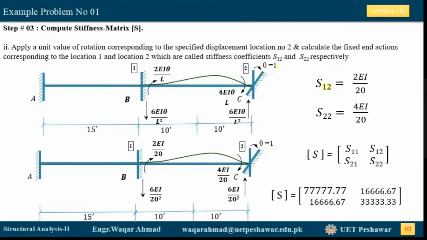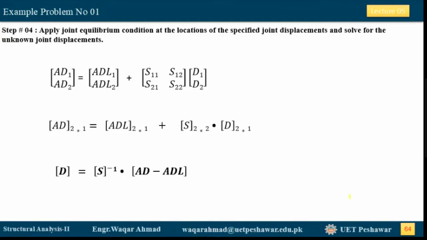We have applied the unit displacement at coordinate 2, and we are picking the value at coordinate 1, which is this value, 2EIθ/L. Now when you put the value of EI in both of these, we get this value of S12 equal to this one, and S22 equal to this one. So this becomes our stiffness matrix. In the next step, we simply need to put all these matrices in this equation. We developed this equation in detail at the very beginning of this lecture, lecture number 5.